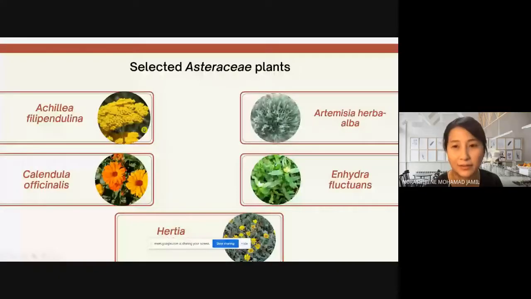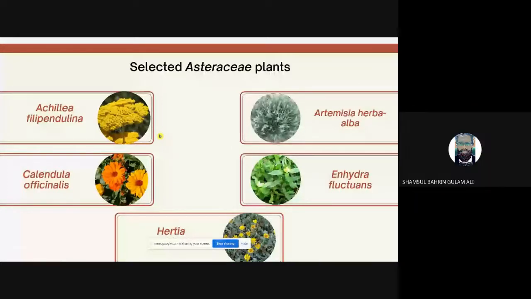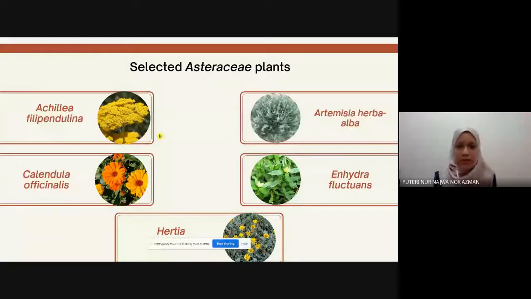All right, okay. All right, thank you. Putri, those 5 plants that you have selected, are they locally available in Malaysia? So far as I've read, no, not available in Malaysia.